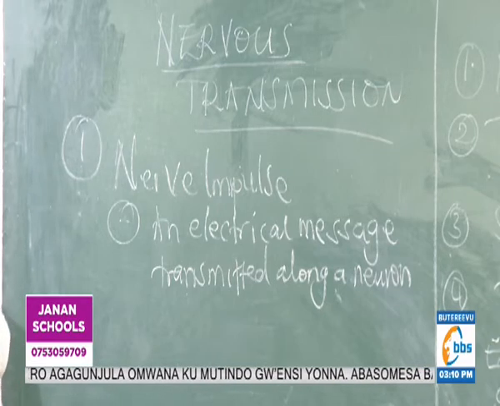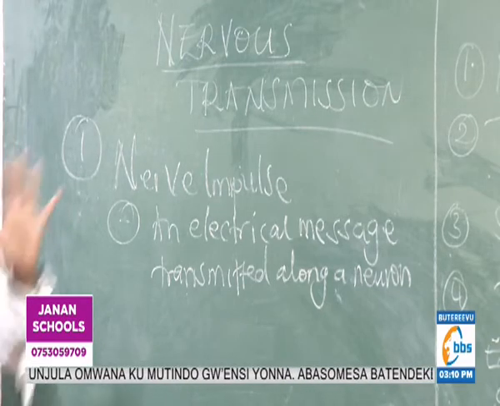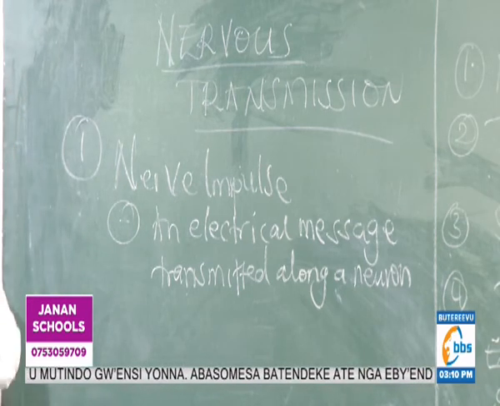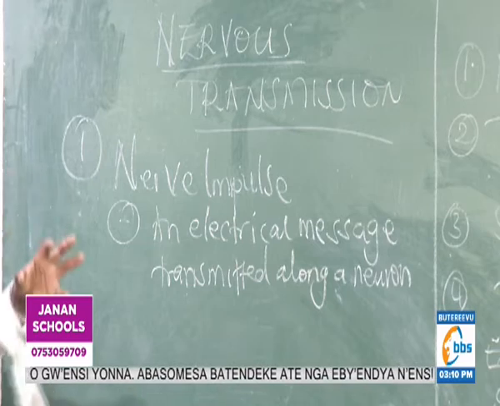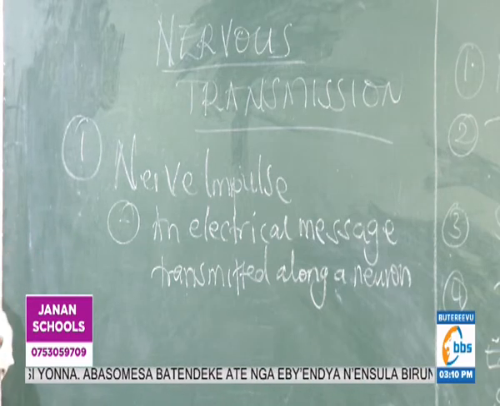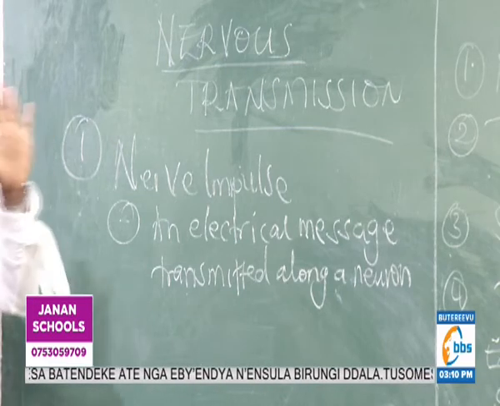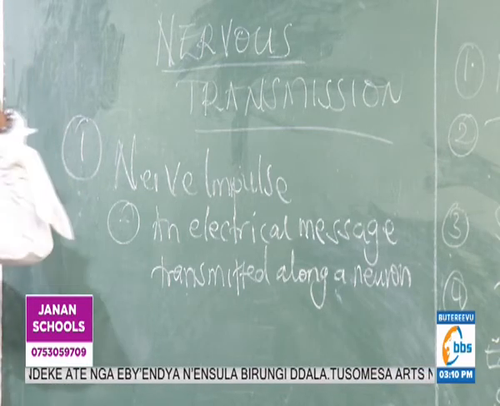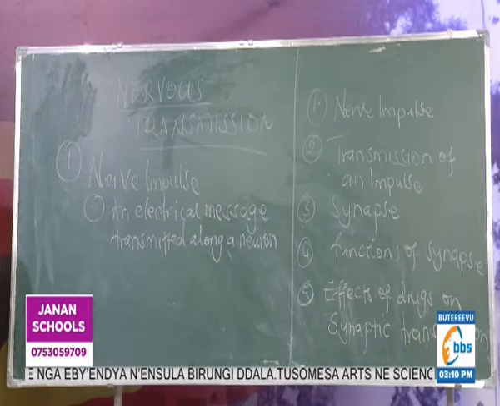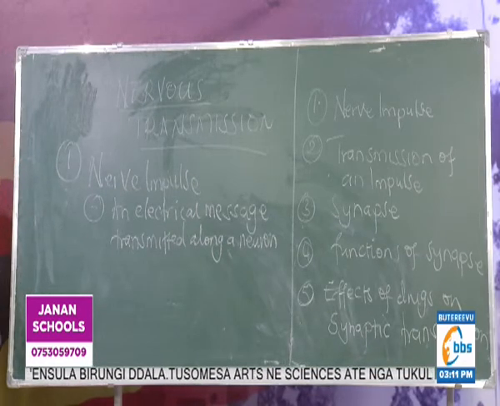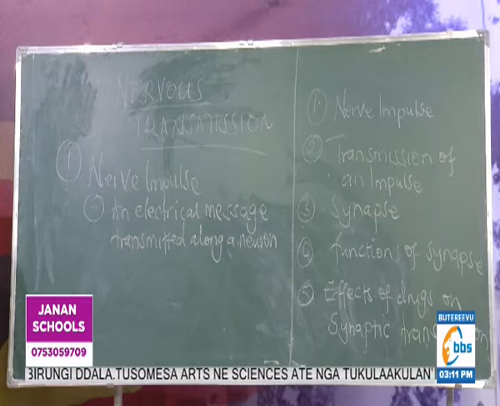That is why it is very fast. That is why immediately you touch a hot object, you remove your hand very fast. That is why when you step on a thorn, you remove your leg very fast. Why? There is communication between the skin that has been pierced with a thorn or has touched a hot object and your brain within the shortest time possible, to bring about the response of you jerking away your hand or your leg from a thorn or from a hot object.